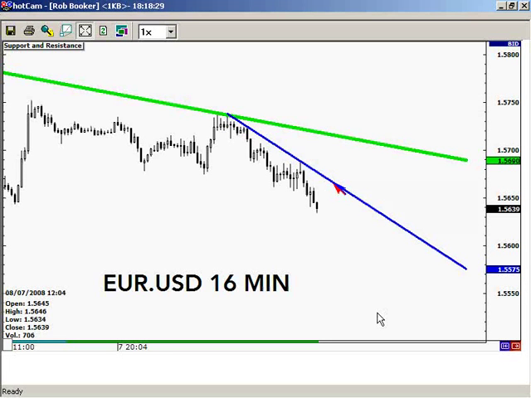That means, Dave, that you're waiting for it to pop up and close above the blue line. Now, for a lot of people, this is difficult because they think that the euro is going down, so they're not going to do this. They're going to say, forget it, I won't trade it. They don't want to trade against the trend.